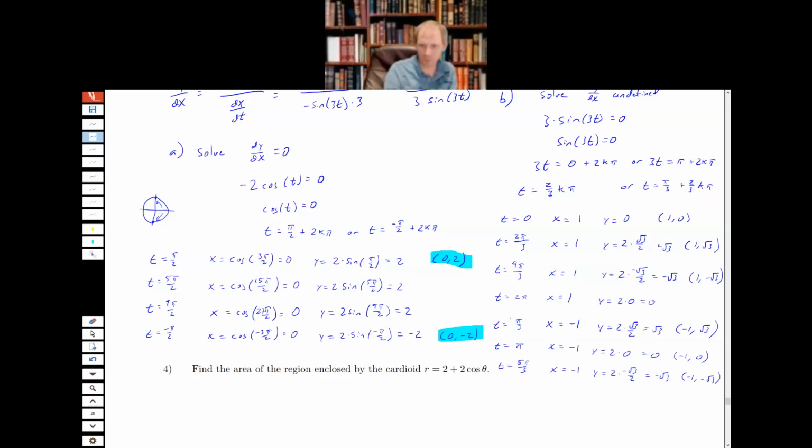Okay, so this was k equals 0, k equals 1, k equals 2. Now let's look at when k is 3. I'll have pi over 3 plus 2, the 3's will cancel, so plus 2 pi. So we'll have 7 pi over 3.